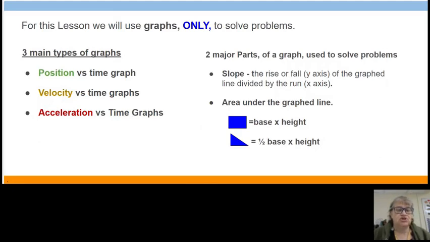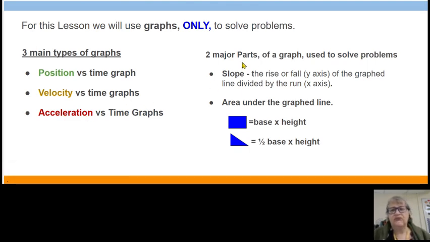Starting off, there are three main types of graphs. There's the position-time, which you should be familiar with. The velocity versus time looks similar to the position versus time. You just have velocity on the y-axis. And then acceleration versus time, again very similar to the other two. It's just that acceleration would be on the y-axis.